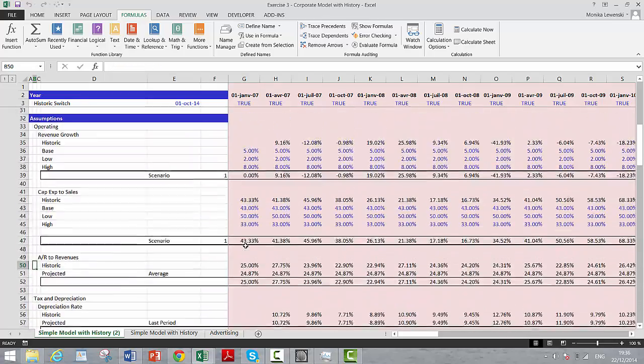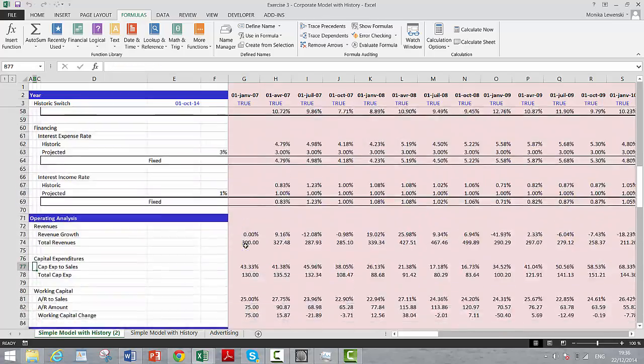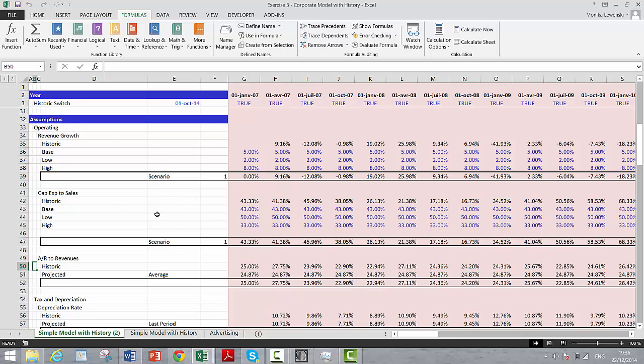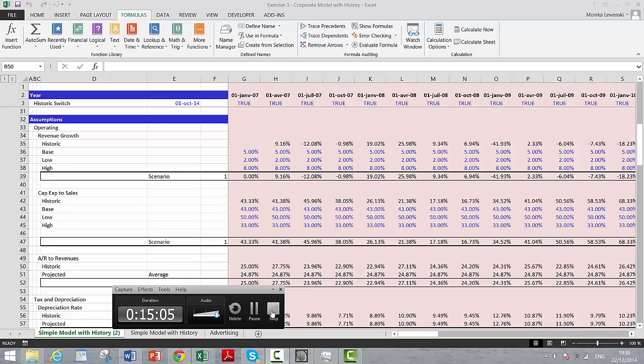The very last thing we're going to do is just show you how to make a little graph of the assumptions compared to the forecast. Okay, so that's it. 15 minutes.